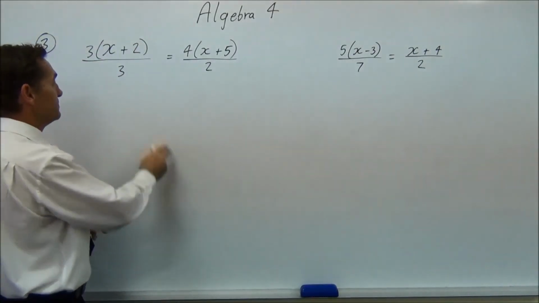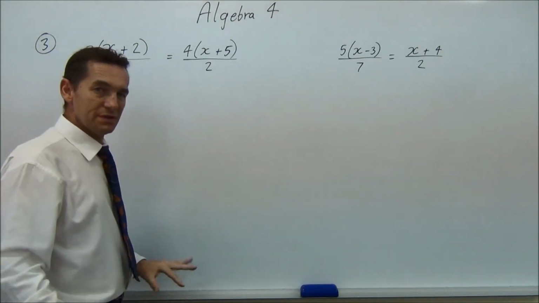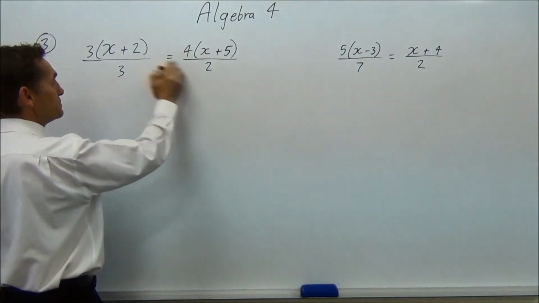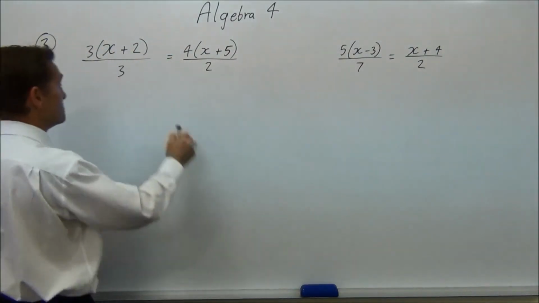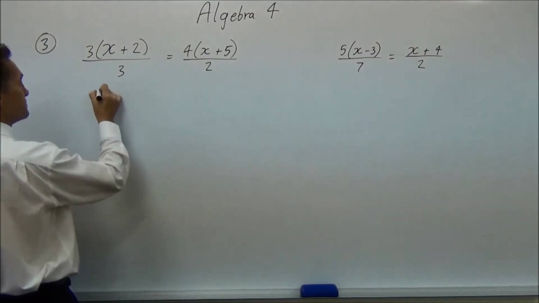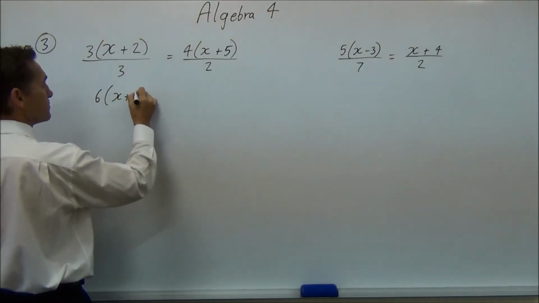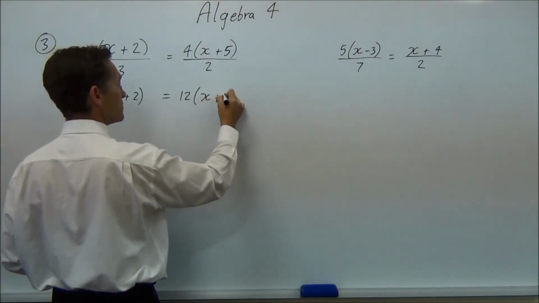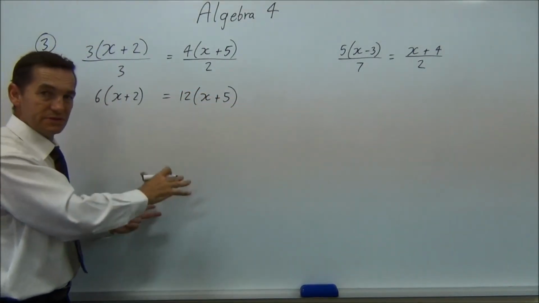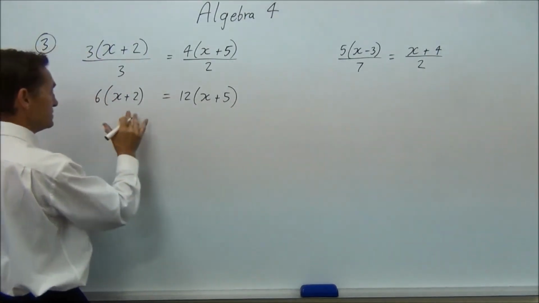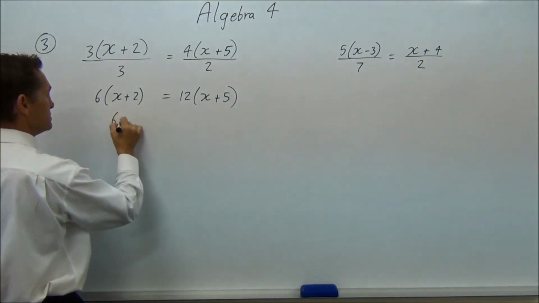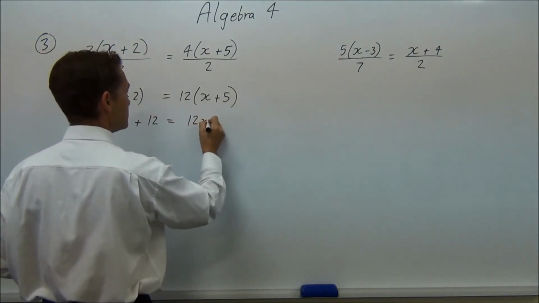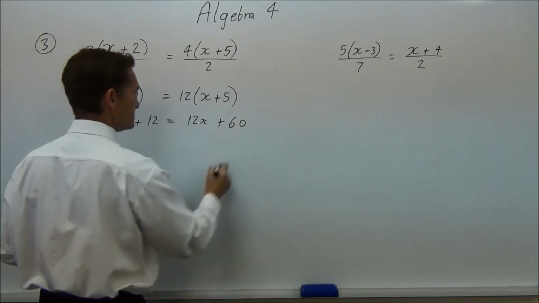So you'll notice in this one, we've got a number underneath. So another step. So when you've got a number underneath, you should cross multiply to start with. So let's do that. So 2 times 3 is 6. 3 times 4 is 12. And then we carry on the same as what we did in part 2. So let's do that. 6x plus 12 equals 12x plus 60.